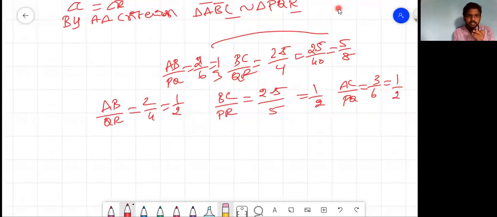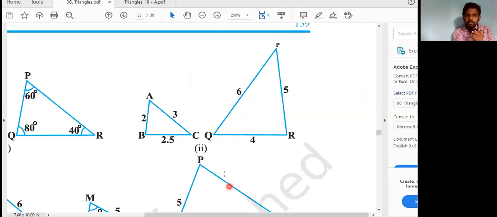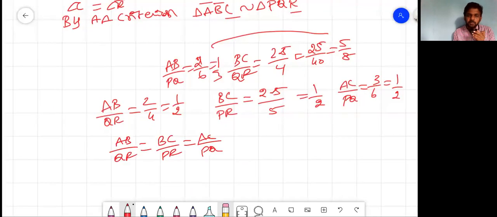So can I say that AB divided by QR is equal to BC divided by PR is equal to AC divided by PQ? Which means the sides are proportional, then the two triangles are similar. So here, be careful, you should not write it like triangle ABC is similar to triangle PQR, which is actually wrong.